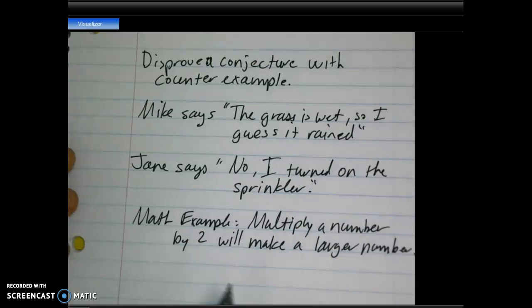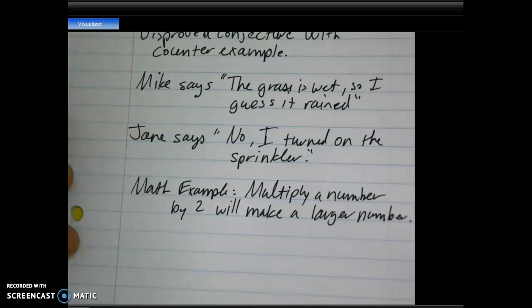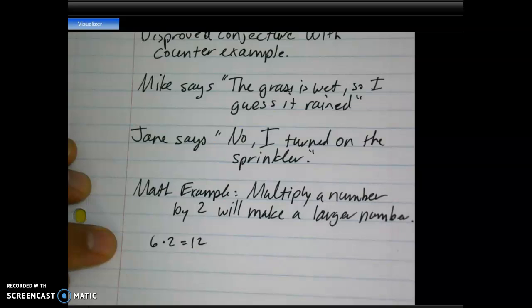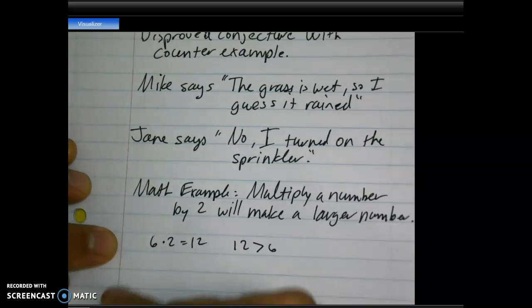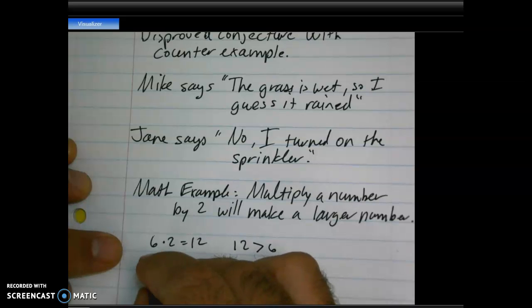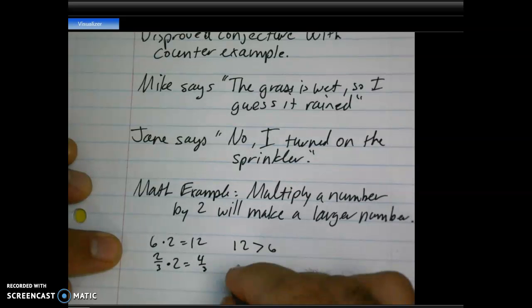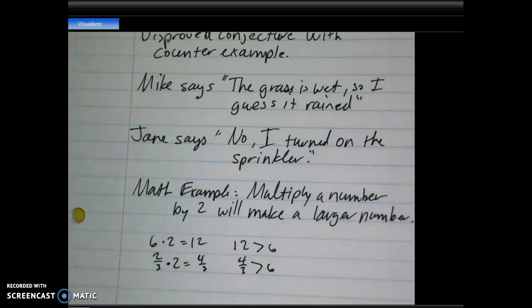So if I say if I multiply a number by 2, it makes a larger number, and you can think of a lot of statements that support this. If I say 6 times 2 is 12, well, 12 is greater than 6, right? If I look at a fraction, 2/3 times 2 is 4/3. 4/3 is greater than 2/3. So there's reasons to believe that, well, that seems to be true, because we tend to think in terms of positive numbers. But what about 0?